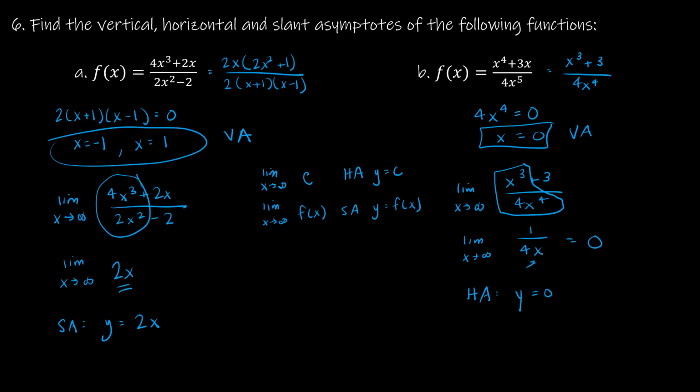A mistake I see people make often is over here they would write y equals infinity, which obviously doesn't make any sense, or they forget that an asymptote is an equation. And so notice for the vertical asymptotes it's x equals, and for the horizontal or slant asymptotes it's y equals.